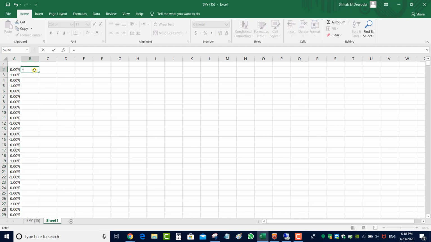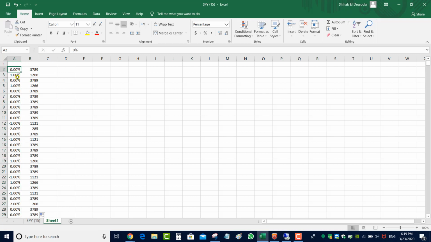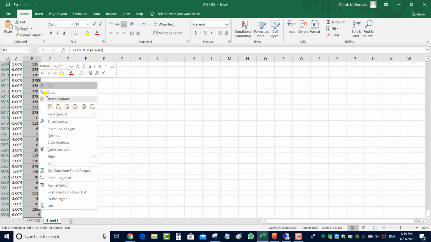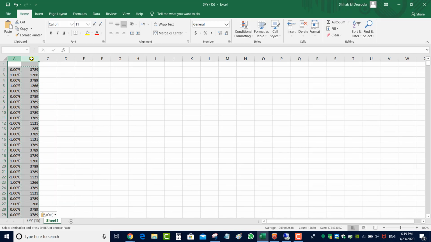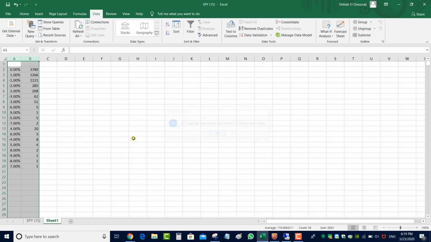And now I'm going to count how many times the percentages come up. So COUNTIF, the range will be the whole column, the criteria is the single cell, close the parentheses, and then I'm going to extend the formula, and you can see how many times each percentage comes up. But because there's more than one occurrence of each percentage, the values are duplicated. So I'm going to first copy and paste the values, just remove the formulas so there's no conflict or confusion, and then I'm going to remove the duplicates over here, remove duplicates. All right, so now I don't have any more duplicates.